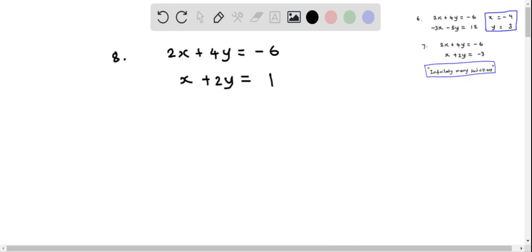Let's solve this system now. So first let me write the augmented matrix, that is 2, 4 and negative 6. This is from equation 1, and from equation 2 it is 1, 2, 1.